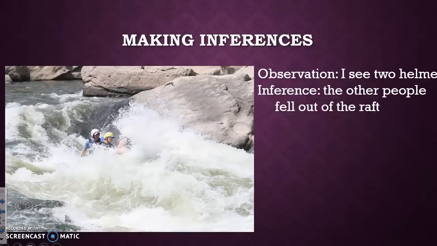Okay, so let's practice making some inferences about this whitewater rafting picture here. Now we can make an observation that I see 2 helmets. So an inference that you could make is that the other people, because there used to be 7 people in the raft, now there's only 2. So the inference you could make is that the other people fell out of the raft.